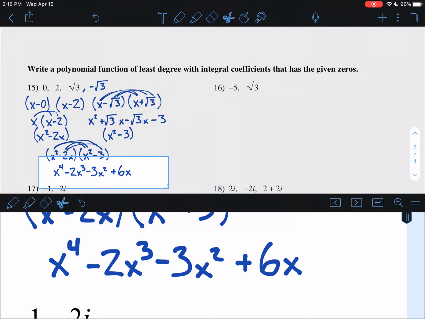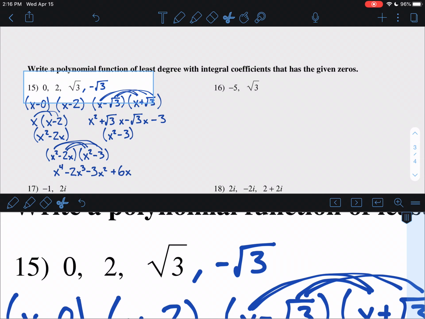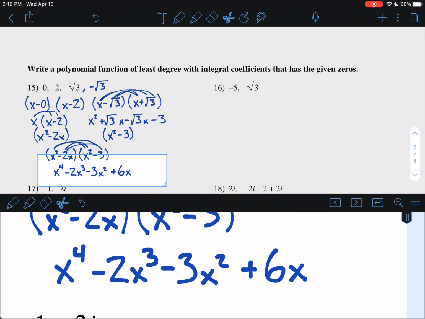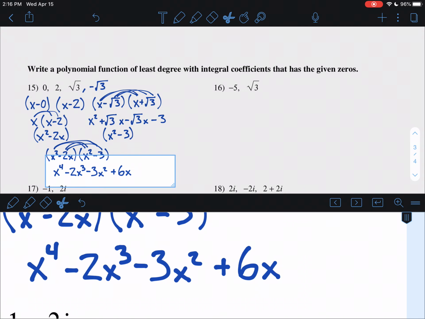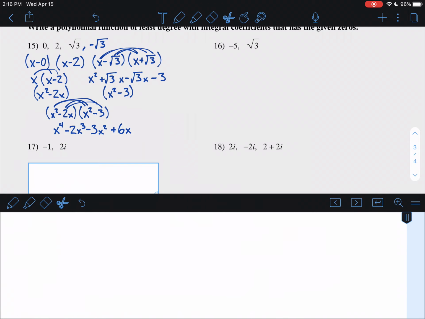Okay, there. So that is standard form of the polynomial that has the roots 0, 2, square root of 3, and negative square root of 3. And if I were to solve it, I would get 0, 2, square root of 3, negative square root of 3 as my roots. All right, awesome. And you have to include that complex conjugate. Some of these are going to try to throw you off.